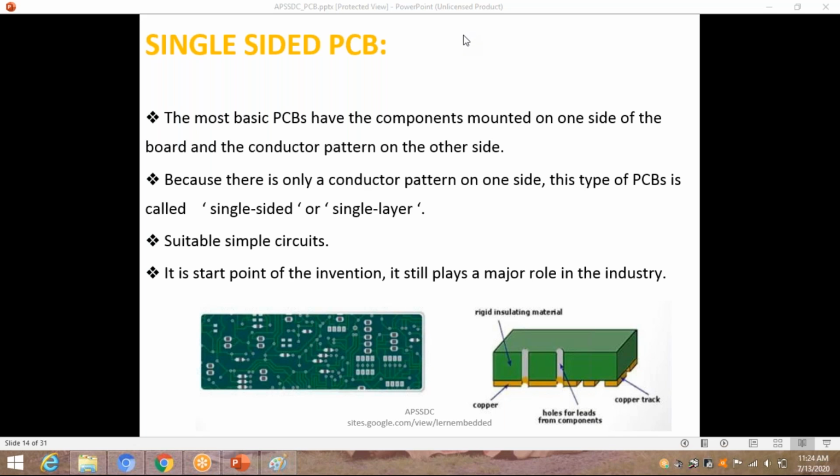Okay, thank you. Guys, here you will be observing each and every PCB: single-sided, double-sided, and multi-layer. As I have already told you, this is the clear information about types of PCBs based on layers. The most basic PCBs have the components mounted on one side of the board and the conductor pattern on the other side. Is it clear, guys? That means observe here in the right bottom.